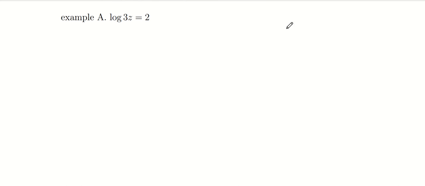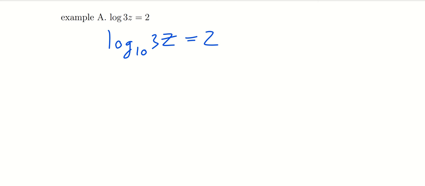Let's take a look at three examples of log equations, and each one's going to be solved slightly differently. So it's important to pay attention to this. The first one is log of 3z equals 2. Notice that there is no base here. So if it helps, we know that this is the common log. A lot of times I'll just go ahead and write it out anyway. I'll write log base 10 of 3z equals 2.